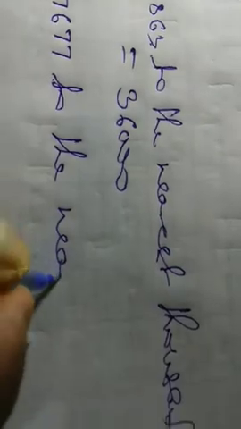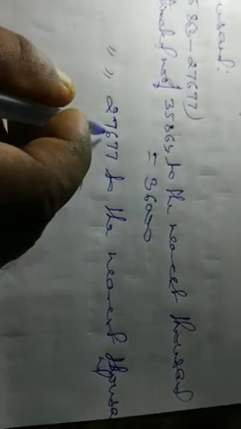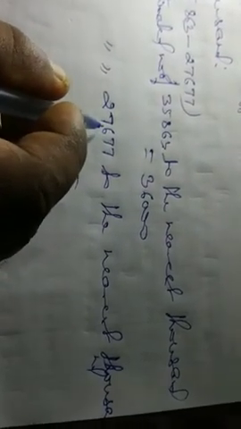Estimated number of 27,677 to the nearest thousand. The digit at the thousands place is 7, and before this digit, 6 is the digit at the hundreds place. So 677 is converted into 000 and 7 is converted into 8. 28,000.